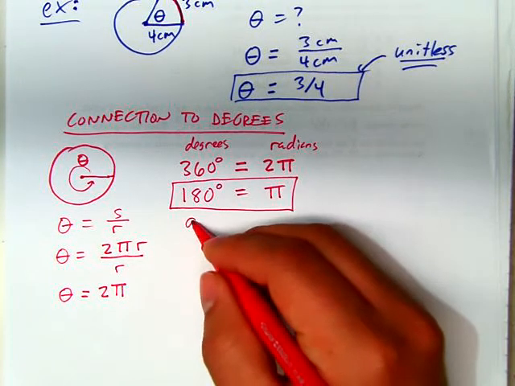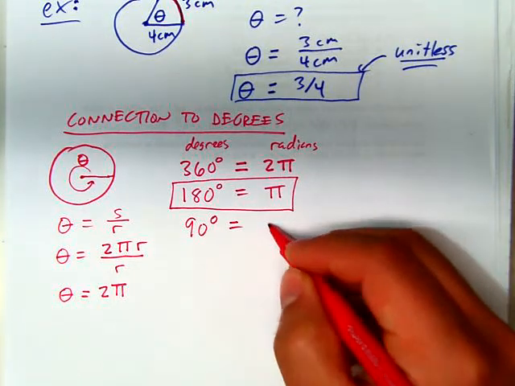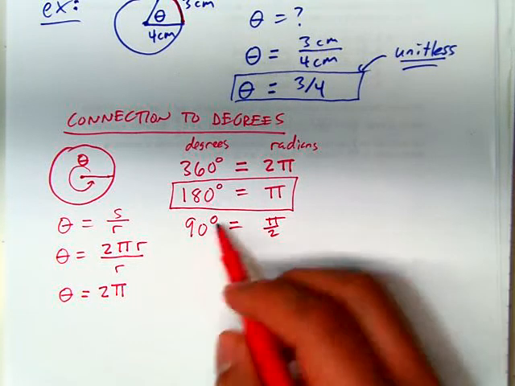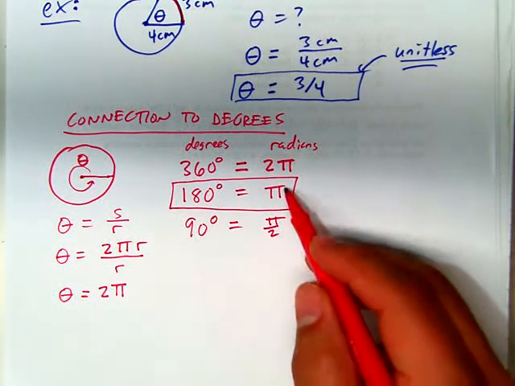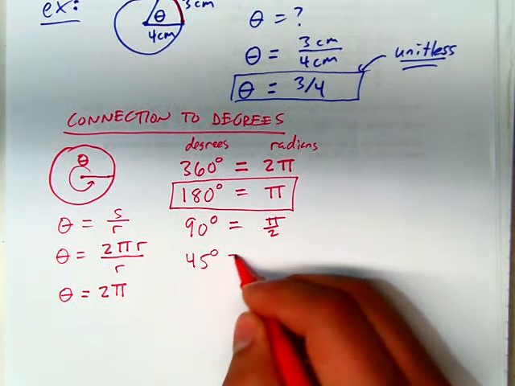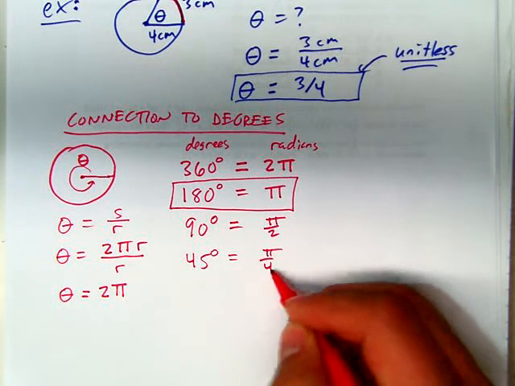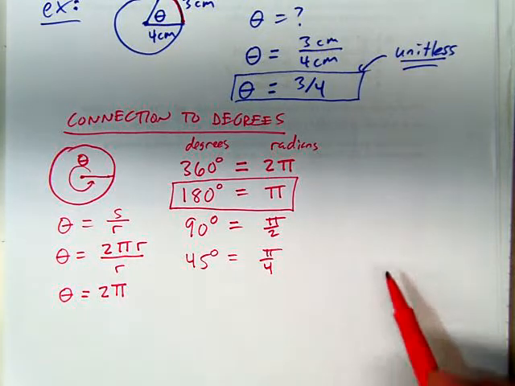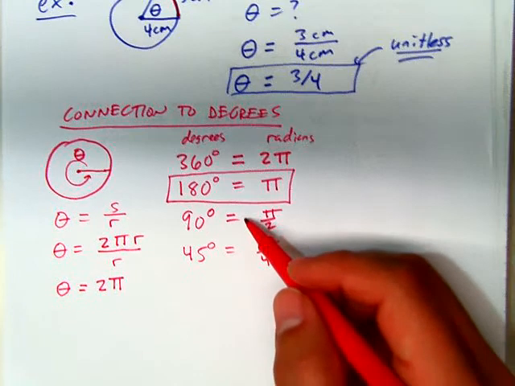For example, cut it in half again, you get that 90 degrees is pi over 2. So if you just divide this by 2, you get 90. Divide pi by 2, you get pi over 2. One more time, we get 45 degrees is pi over 4. These are some pretty common angles that we're going to deal with later.